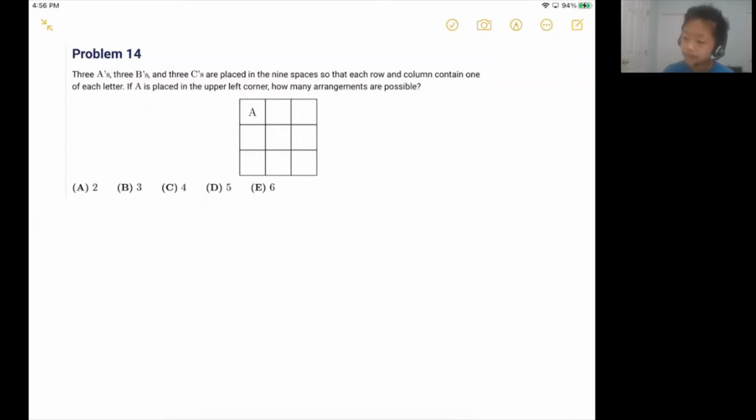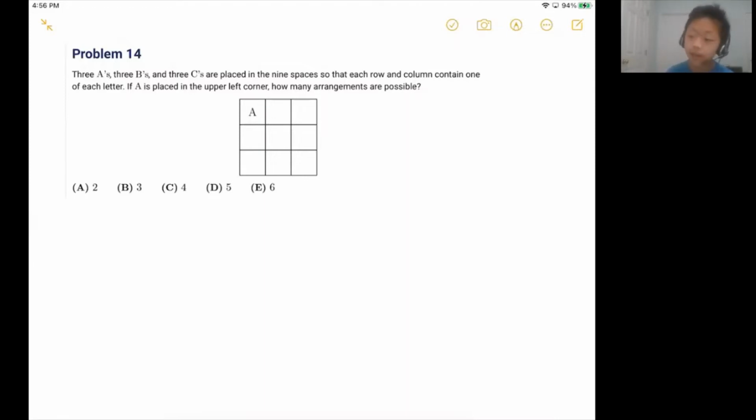So in this question, we have a 3x3 grid, and we're going to put 3 A's, 3 B's, and 3 C's in the 9 spaces so that each row and column contain one of each letter. And we're given that A is placed in the upper left corner. We want to know how many arrangements are possible. How many ways can we put these 3 A's, 3 B's, 3 C's so that the conditions in the problem are satisfied.